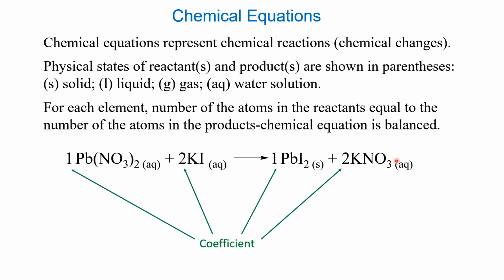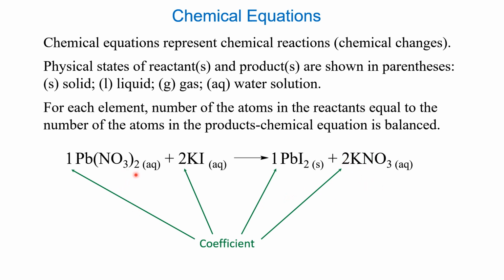This example is already balanced. For example, lead. We have one lead atom in the reactant. There's no lead here. So in the product, there's one lead. There's no lead here. So lead is balanced. Nitrogen, we have two nitrogen here. So this 2 multiplies the subscript 1 here, that's 2 nitrogen atoms. In the product, there are 2 nitrogen atoms.